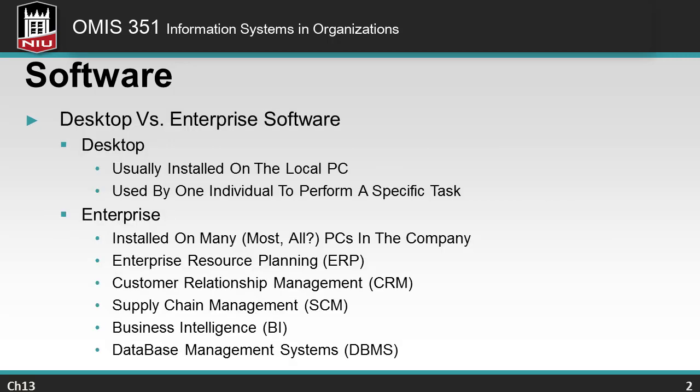The software provides the capability that is used by individuals and businesses to get things done. Software can be separated into two major categories, desktop and enterprise. Desktop software is installed on your local PC and is typically used by one individual to perform a specific task. Think Word, Excel, and PowerPoint. On the other hand, enterprise software is installed on most computers in the company and is used broadly by a number of employees to support the business. Some enterprise applications include enterprise resource planning, customer relationship management, supply chain management, business intelligence, and database management systems.